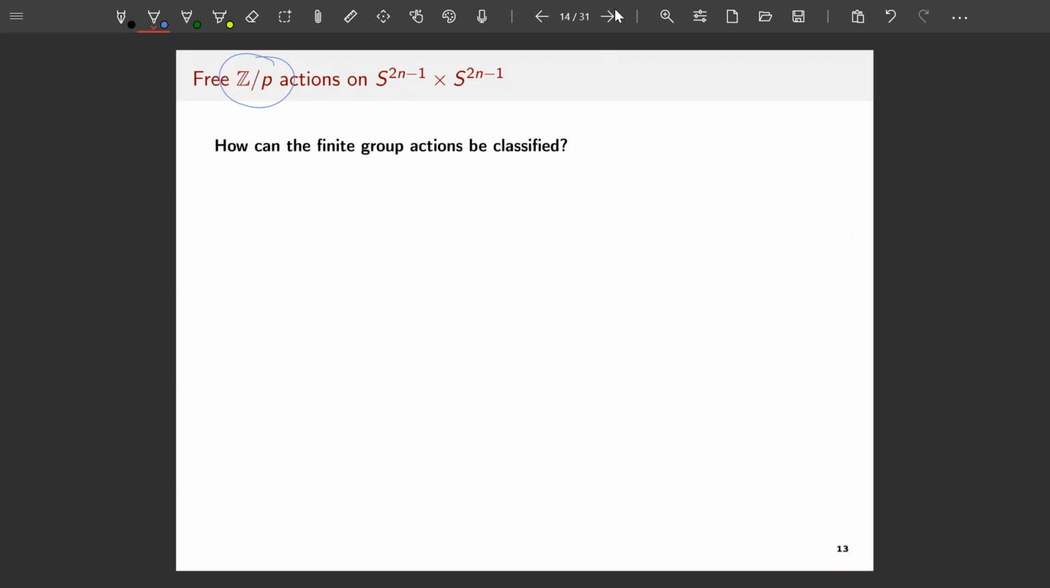A really simple example is you could just have the Z mod p act on one of the spheres and not at all on the other. That is a free action, and that would result in a lens space cross a sphere. So we know some of them, but is that the whole story? We could have, say, L_p. So what are the others? What can we say?